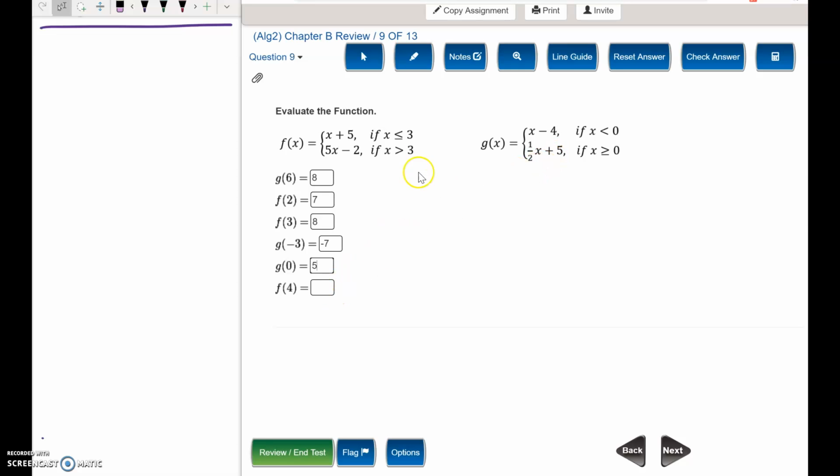And then finally f of 4, so we're back on the left. 4 is bigger than 3, so we're going to use the bottom. 5 times 4 is 20, 20 minus 2 is 18.